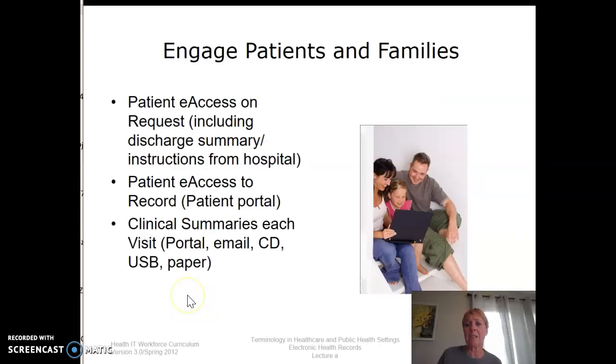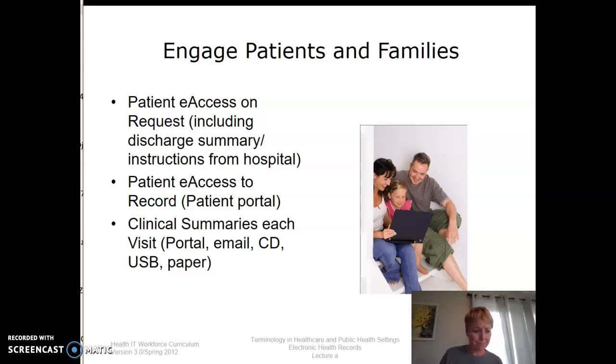So, engaging patients and family. I'm hoping that we're getting to a point in our delivery of healthcare systems where patients are starting to use more of these tools and becoming more informed. So patient e-access on request, including discharge summary instructions from a hospital, patients' access to portals so that they can get information, and then getting clinical summaries from your visits, either in a portal, in an email, however the form.